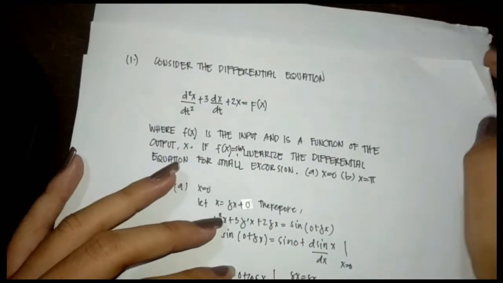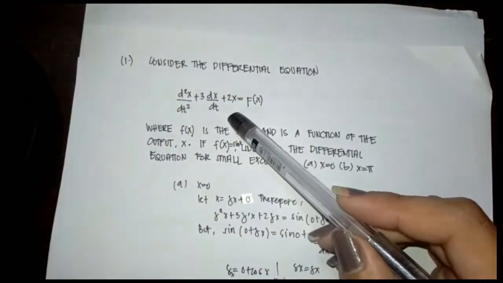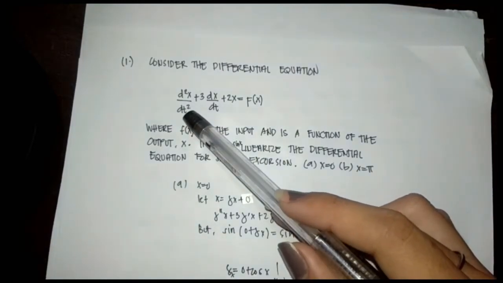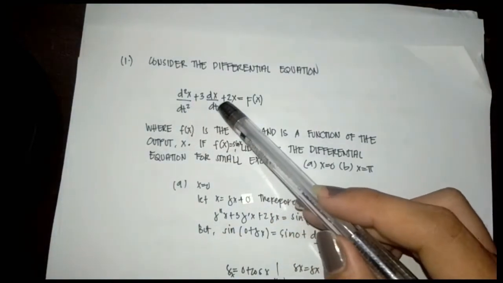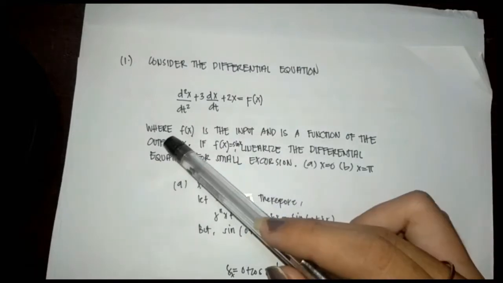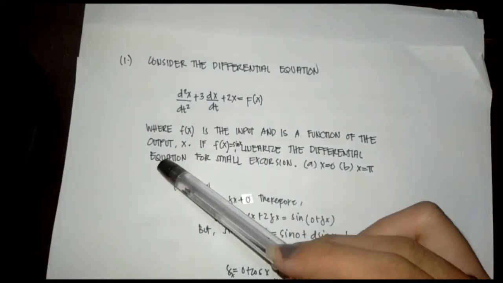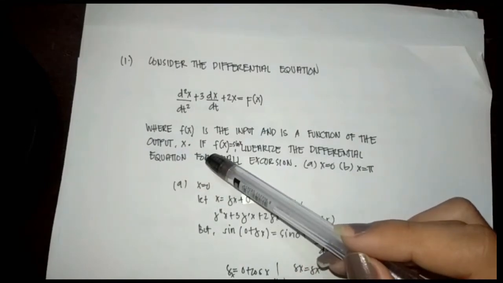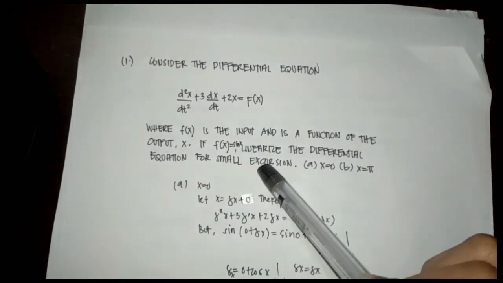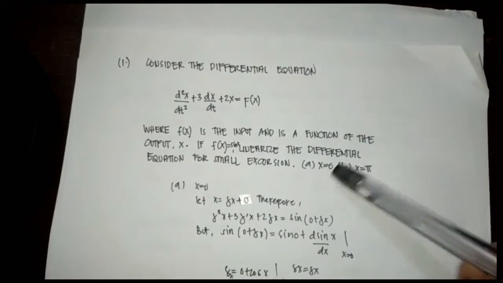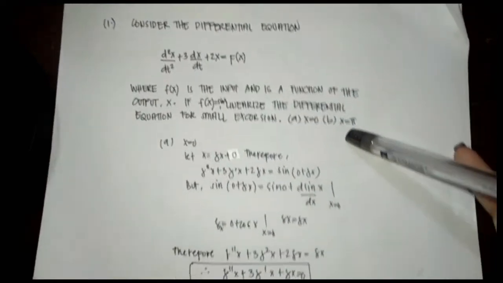Feedback control system, problem 1. Consider the differential equation d squared x over dt squared plus 3 dx over dt plus 2x equals f of x, where f of x, a function of x, is the input and is a function of the output x. If f of x is equal to sine x, linearize the differential equation for small excursion, x equals 0 and x equals pi.